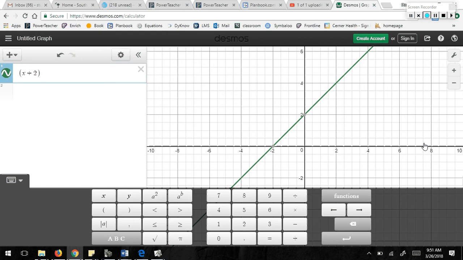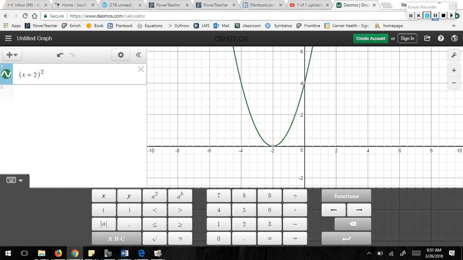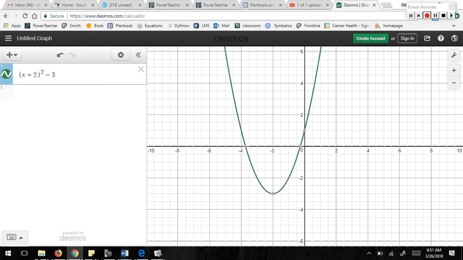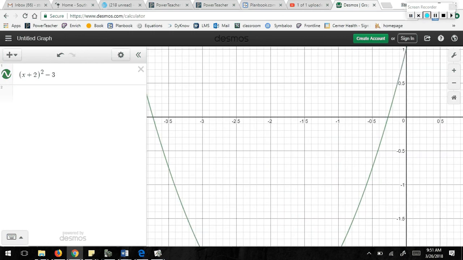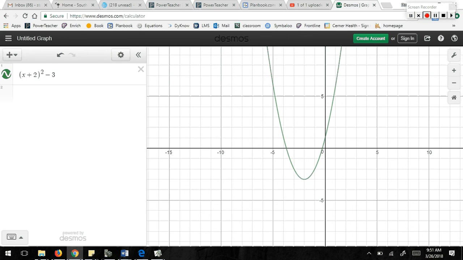Plus 2 squared minus 3. So I know that my vertex should be at -2, -3. And if you look at my graph, it is at -2, -3. It's crossing the x-axis here. There's my y-intercept. Everything's there for me. Can everybody get a function graphed on your calculator? You can zoom in, you can zoom out just like you would on your phone. There's a plus and a minus over here also.